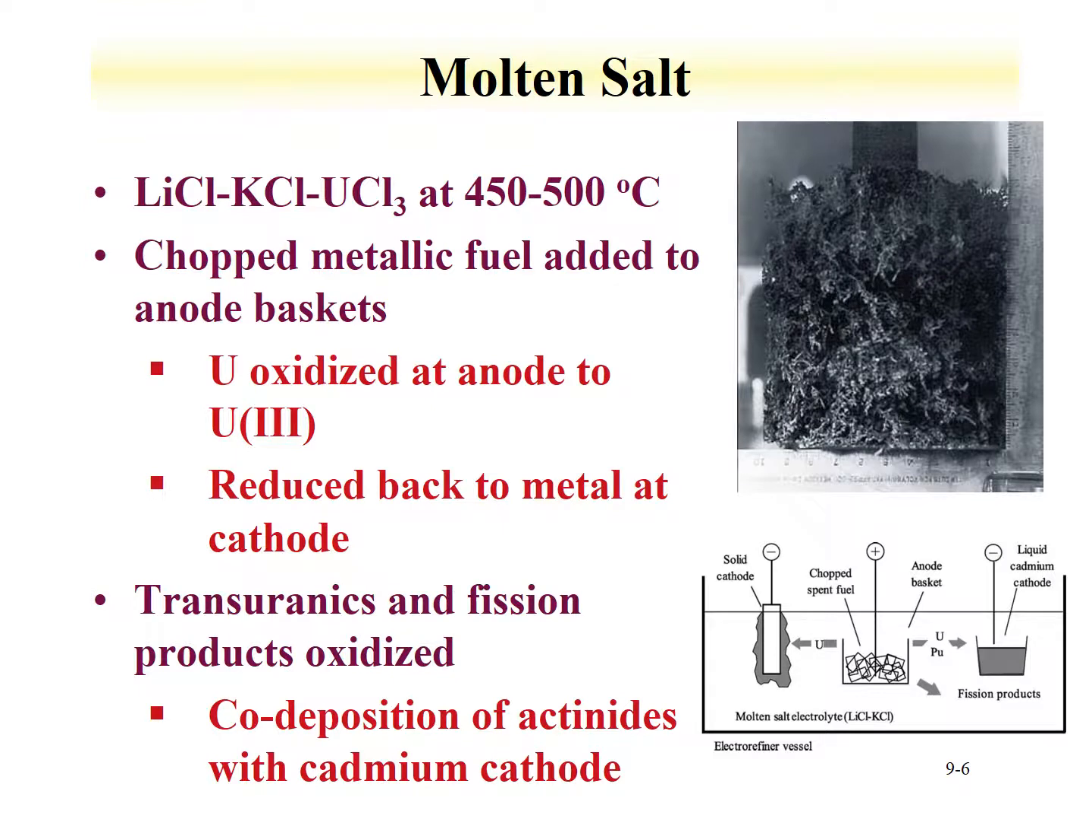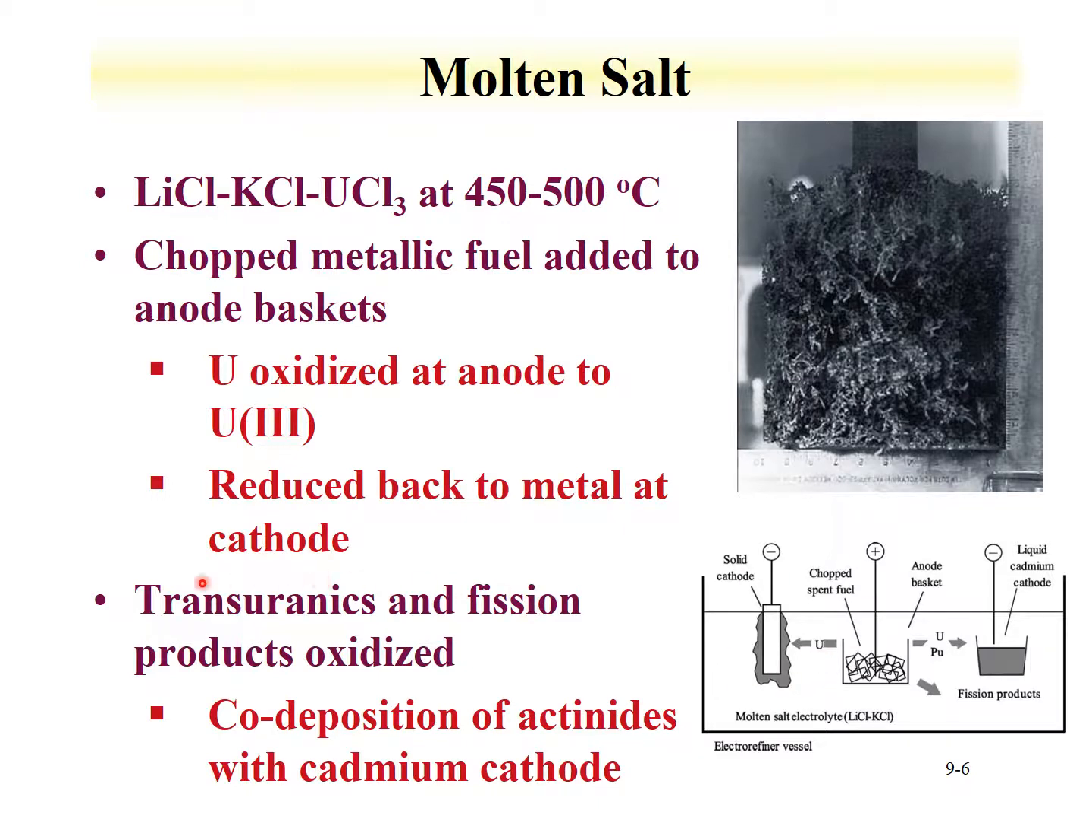Another example of a separation process based on electrochemistry is shown here, in which uranium trichloride is added to a potassium chloride, lithium chloride eutectic, heated to about 450 to 500 degrees. That's one of the issues with molten salts. One needs to be at molten conditions. The uranium is added as a metallic phase into metal baskets. Uranium gets oxidized at an anode to the trivalent state. And so you have a basket, oxidation occurs, and then the uranium travels, and it gets reduced back to the metal at a cathode.